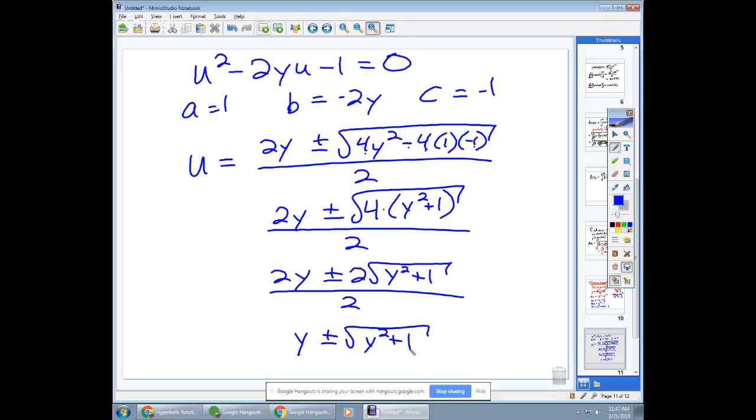Now this is a bit of a problem because if it's a function, you can't have plus or minus, because that's not a function. So the question is, which one do we want, the plus or the minus? Well, here's the answer. What is u really equal to? e to the x. So it turns out e to the x is equal to that because that's what u is. Right, reverse substitute.